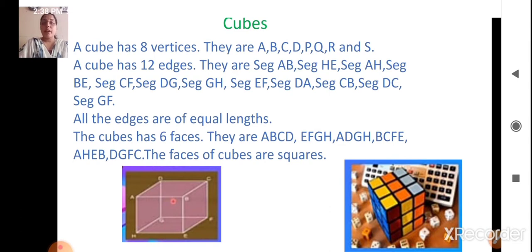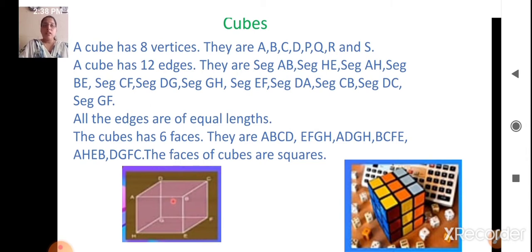So I'll repeat one more time. A cube has 8 vertices. It has 12 edges and 6 faces. And all the edges are of equal length. Okay. And the example of cube is dice and Rubik cubes. Clear?